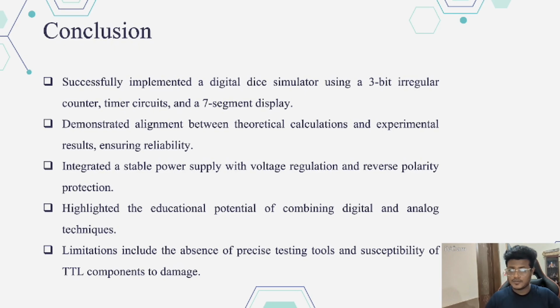We successfully implemented a digital die simulator using a 3-bit irregular counter, 555 timer circuits, and a 7-segment display. We demonstrated alignment between theoretical calculations and experimental results, ensuring reliability. We integrated a stable power supply with voltage regulation and reverse polarity protection, and highlighted the educational potential of combining digital and analog techniques. Limitations include the absence of precise testing tools and susceptibility of TTL components to damage.